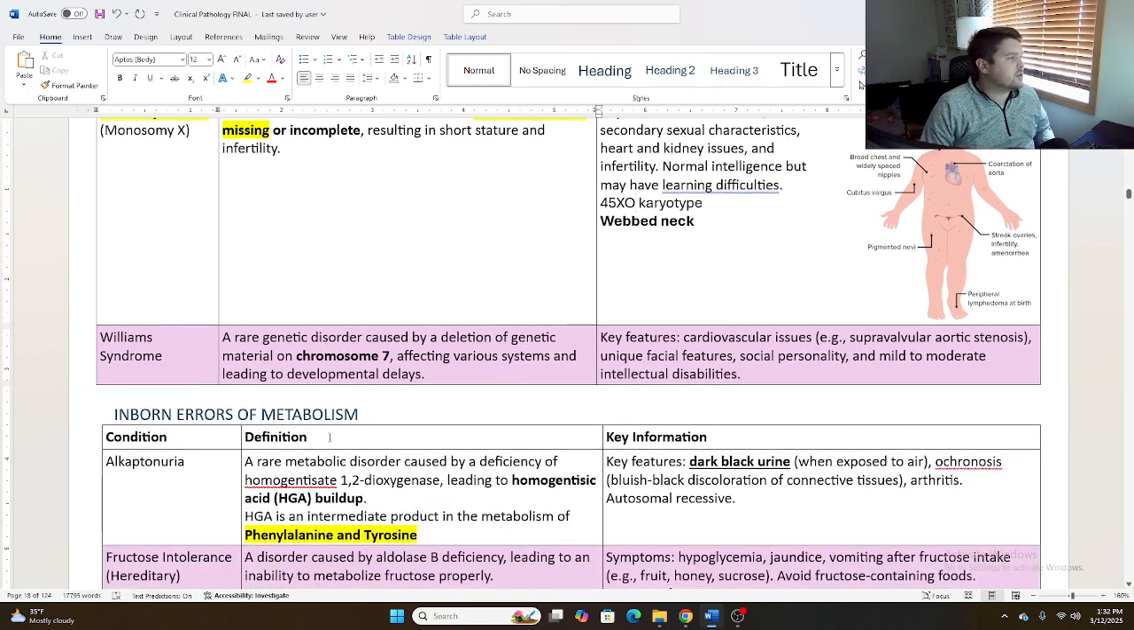Finally, Williams syndrome. This is a genetic disorder with a deletion on chromosome 7. So you get some cardiovascular issues, mild to moderate intellectual disabilities, and that's about it.